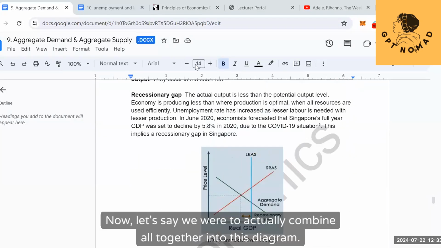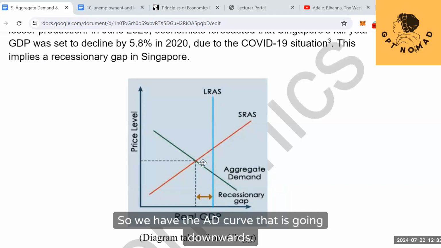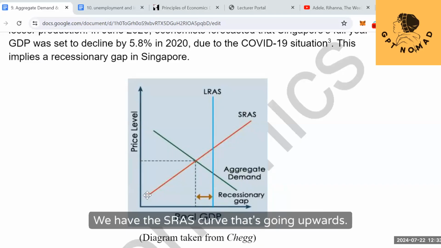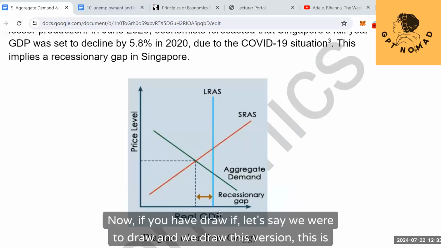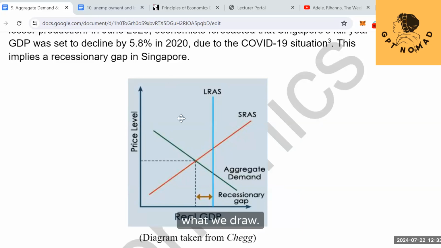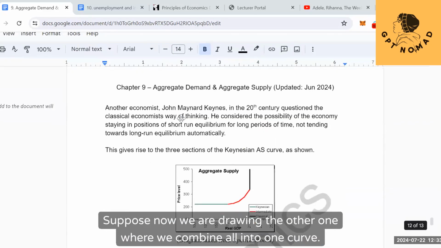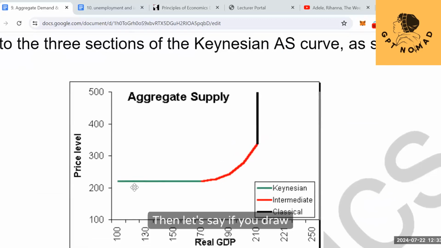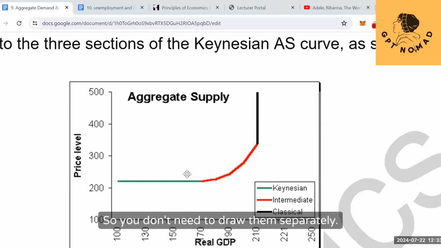Now, let's say we were to combine everything together into this diagram. So what we see here is a combination of everything that we have explained. We have the AD curve that's going downwards. We have the SRAS curve that's going upwards. And we also have the LRAS curve. Now, suppose we are drawing the other version where we combine all into one curve. Then you can just decide where to position your AD curve. So you don't need to draw them separately.